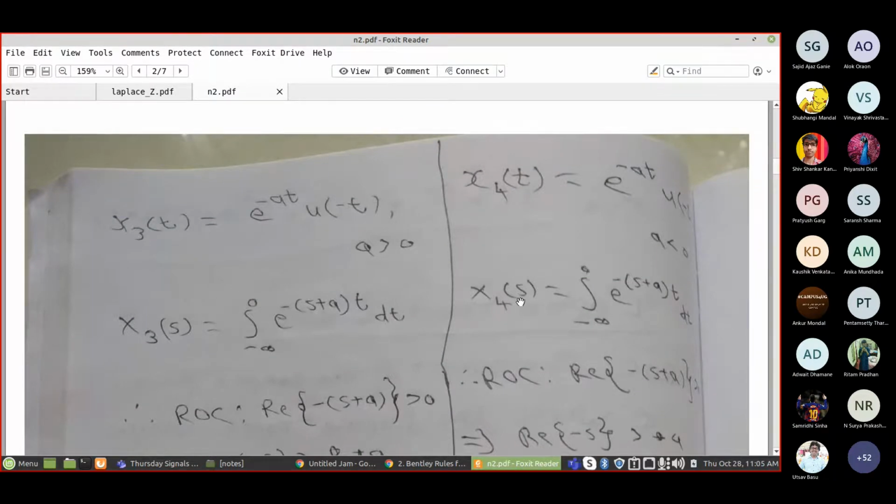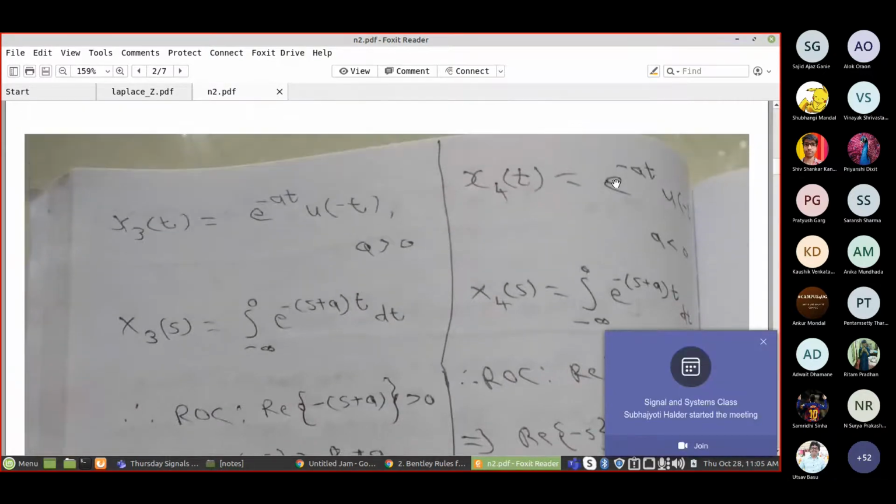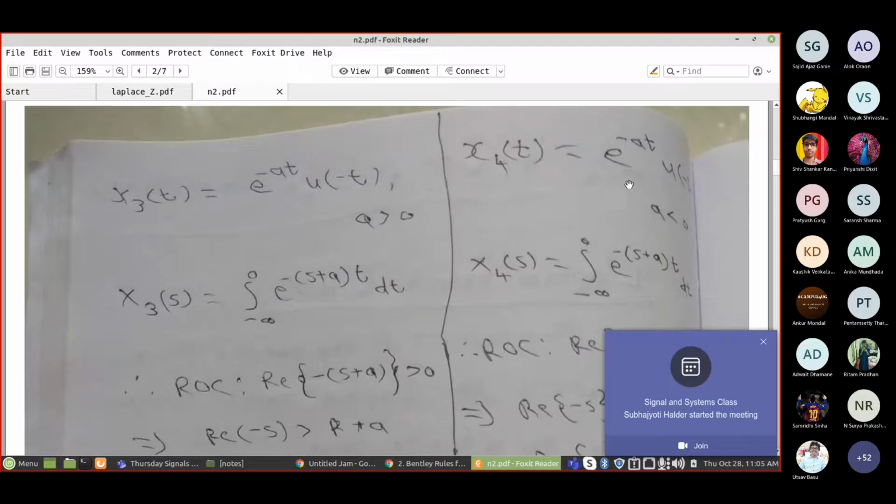Let's take this other case also, where a is negative. It's more or less the same. You just have to be careful with signs. Now, we have the same expression. The only thing is a is negative.